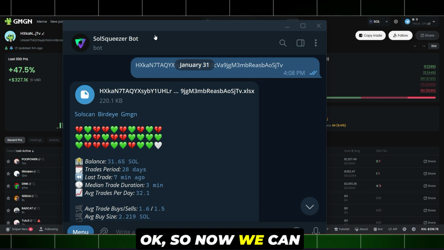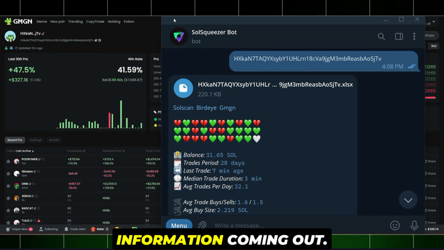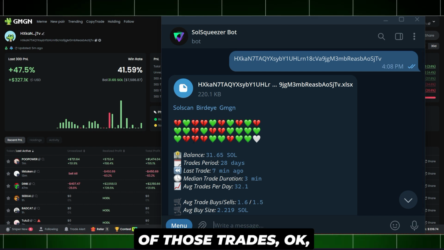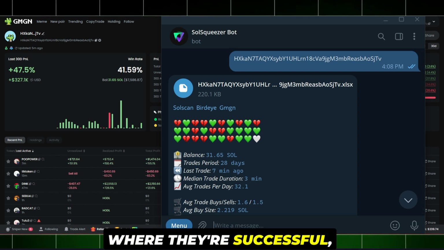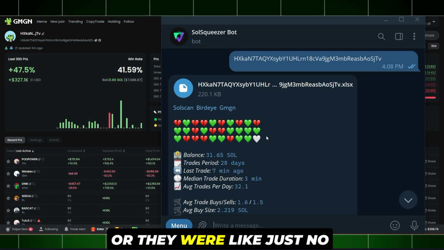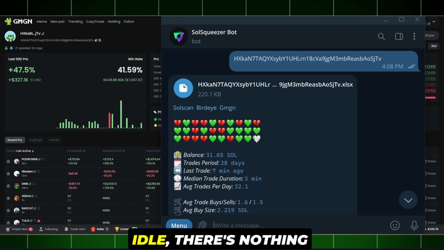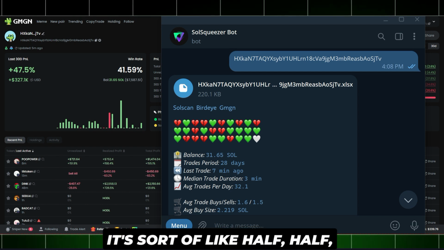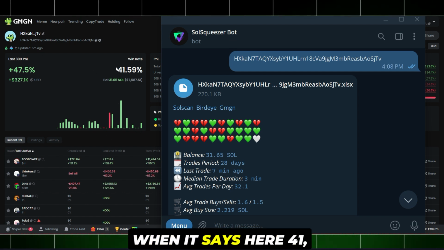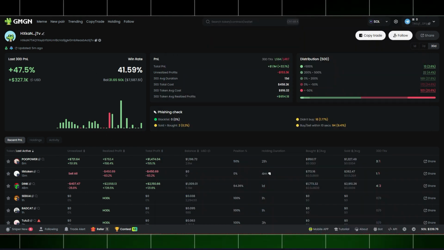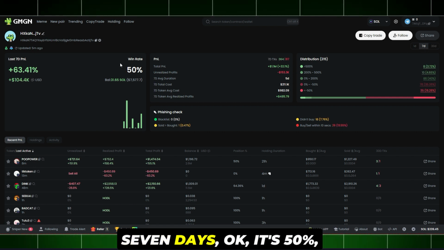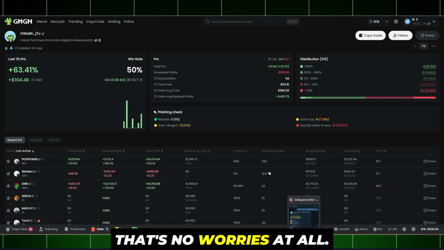Okay, so now we can definitely see some more information coming out. Right away, we see the last 30 of those trades, okay? Were they successful, were they not, or were they just idle? There's nothing happened there. But definitely we can see that it's sort of like half, isn't it, okay? When it says 41.59 here, and if you go to 7 days, okay, it's 50%, right? That's no worries at all.